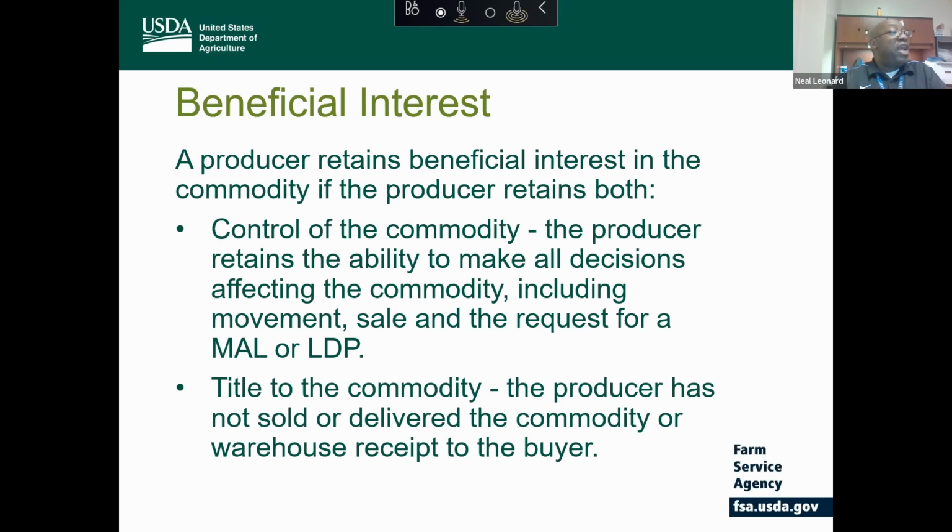The producer retains the ability to make all decisions affecting the commodity, including movement, sale, and the request for a MAL or a LDP. Title to the commodity. Producer has not sold or delivered the commodity or warehouse receipt to the buyer.